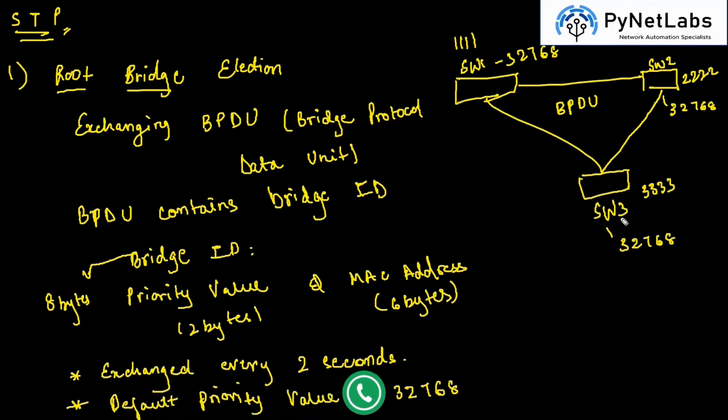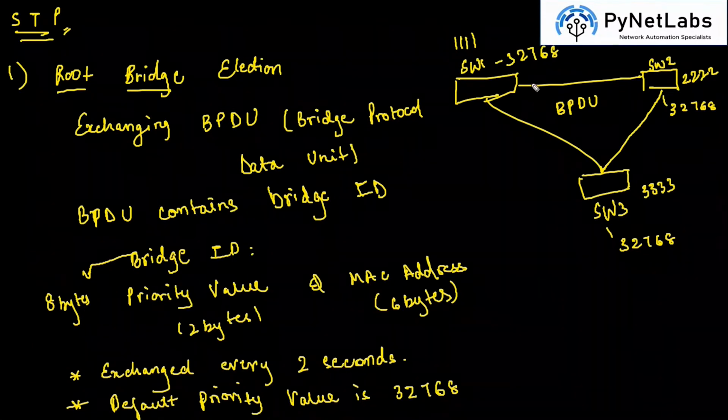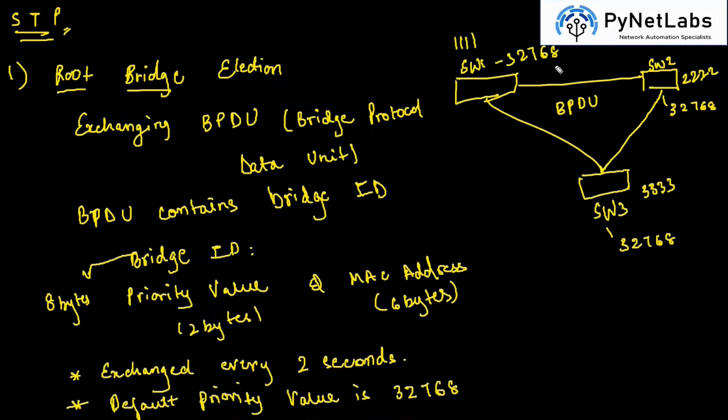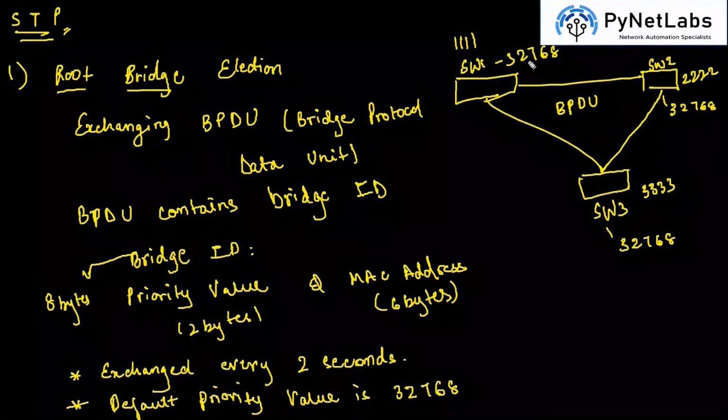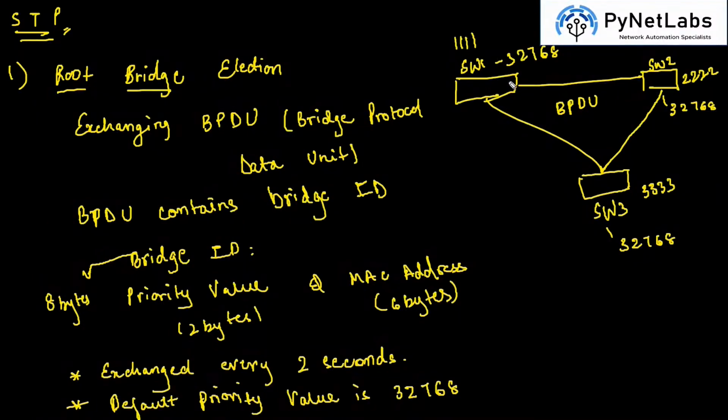Now, in such cases, the question might have already been in your mind: which switch will be elected as the root bridge? Since all of them have the same priority value, we will consider the lowest MAC address to elect the root bridge. So tell me, which switch will be elected as the root bridge out of these three? Since the priority value is the same, we will consider the MAC address. Yes, exactly. The answer is switch 1 because it has the lowest MAC address.